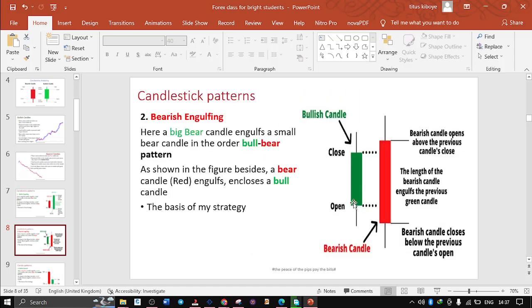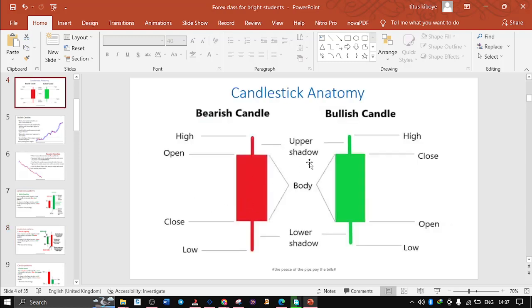But here, the bearish, big candle. No, I mean here, the bearish is engulfing the bullish. No, here I can see the bearish opens up and closes below. This is the naming of the candles. Bullish opens.